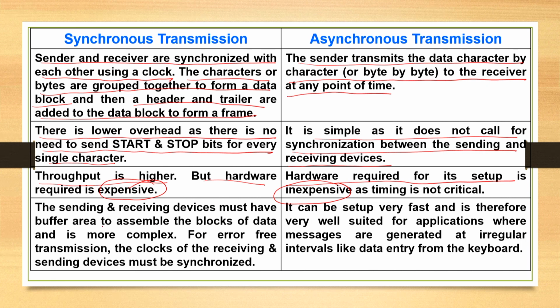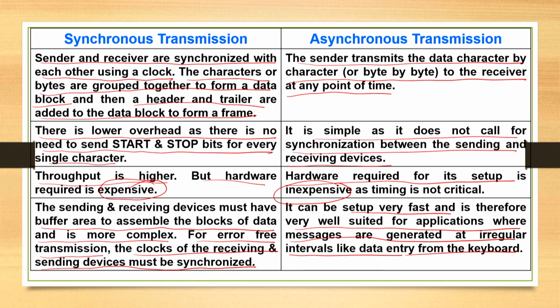In synchronous, the sending and receiving devices must have a buffer area to assemble a block of data, and it is more complex. For error-free transmission, the clocks of the receiving and sending devices must be synchronized. Whereas asynchronous transmission can be set up very fast and is therefore very well suited for applications where messages are generated at irregular intervals, like data entry from the keyboard.